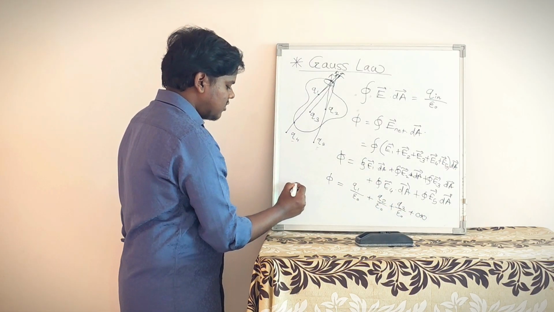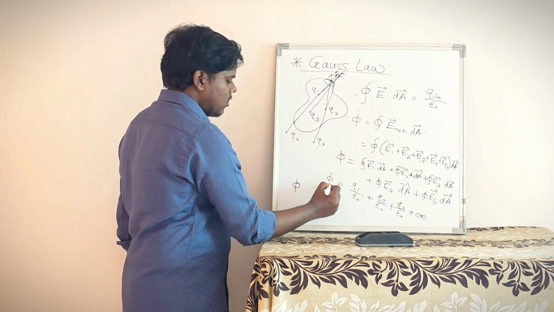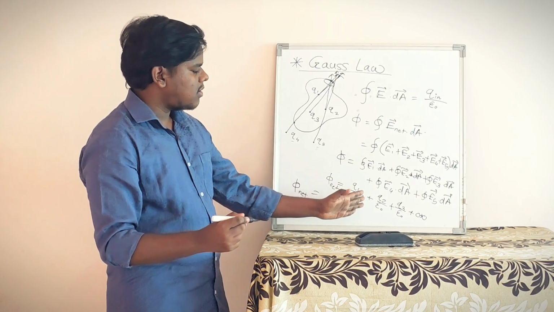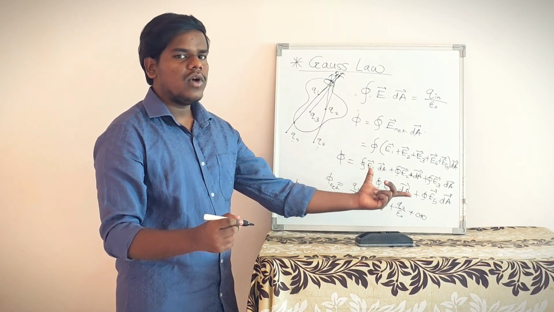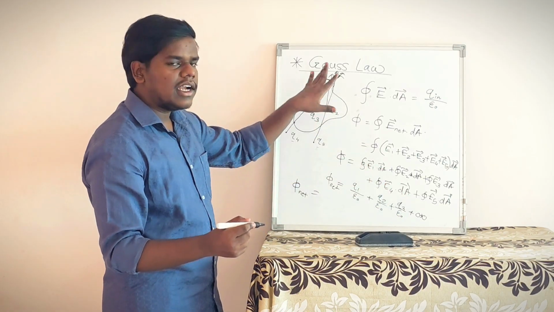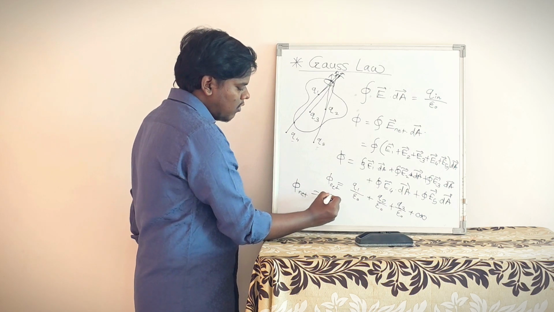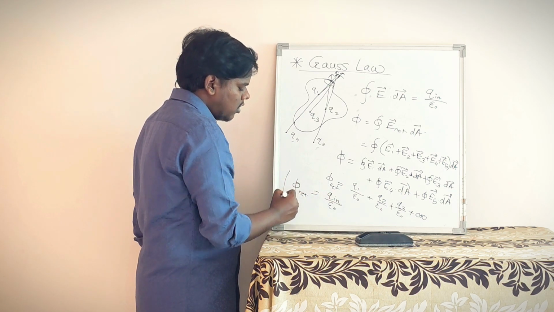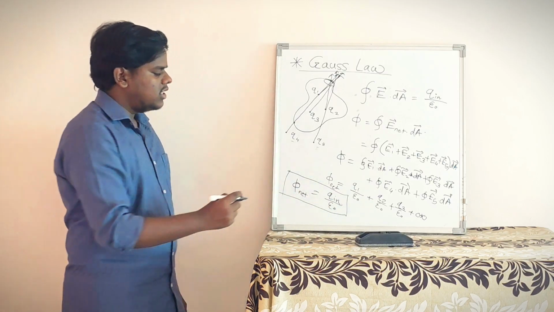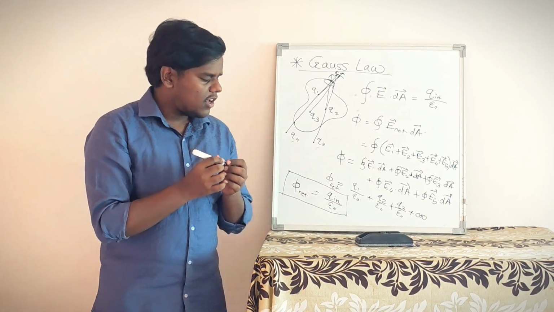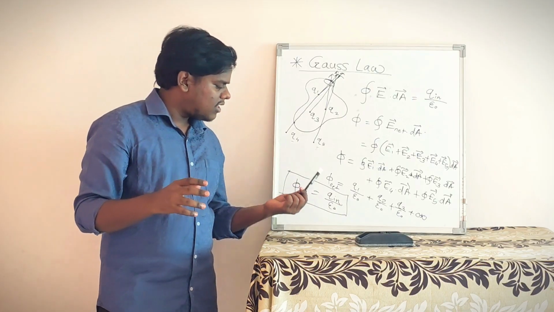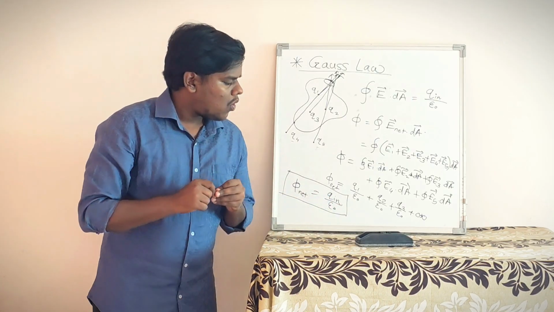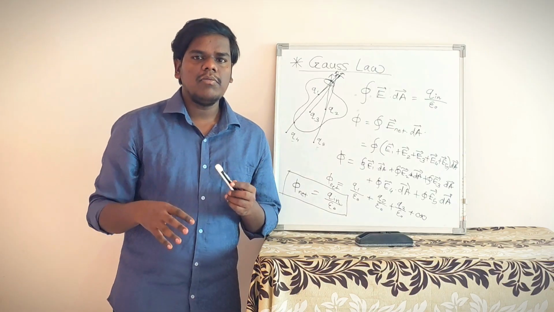So my net flux will now be the summation of Q1, Q2, Q3. These Q1, Q2, Q3 are basically charges inside these closed surfaces. So this will be equal to Q inside upon epsilon naught. This is our Gauss law. Flux through a closed surface is given as total charge inside the closed surface upon epsilon naught. So now let's see some applications of this Gauss law.